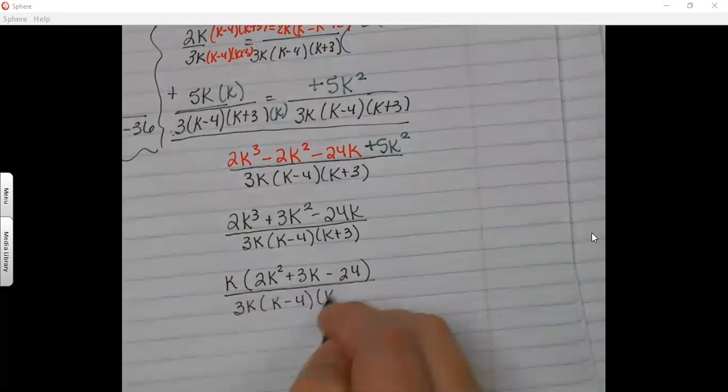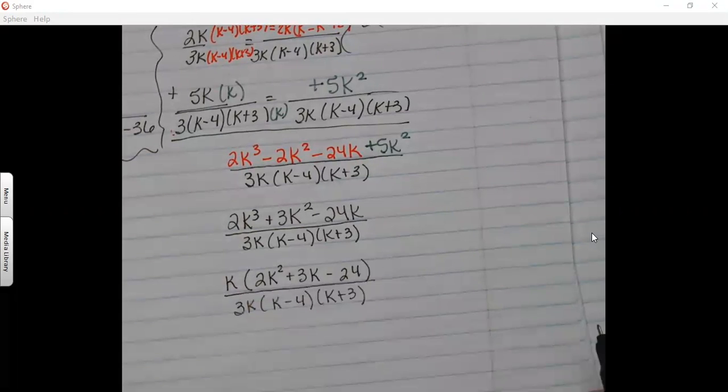Now, I might be able to factor that quadratic. I would need two numbers that multiply together to get negative 48 and add to get positive 3. I don't think there's anything that I can multiply to get negative 48 and add to get positive 3. Is there anything else I can do? Is this my answer?